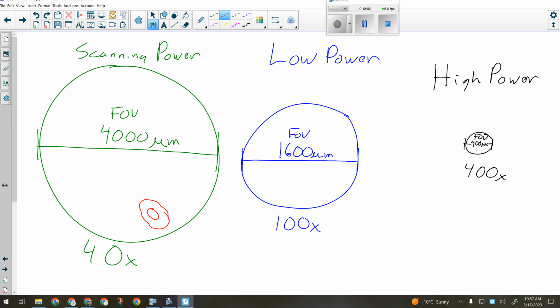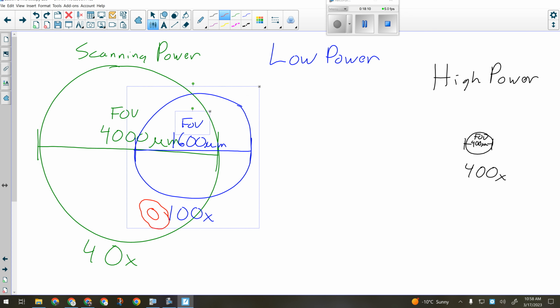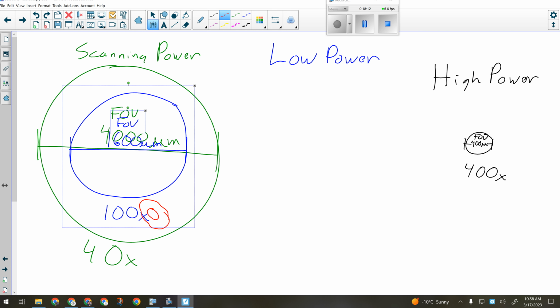It's going to disappear when you increase the power. Right. This next lens only sees that much area. So now the thing I was magnifying is outside the field of view. What's inside the field of view is greatly magnified, but I don't see as much of the slide as I did on the scanning power.